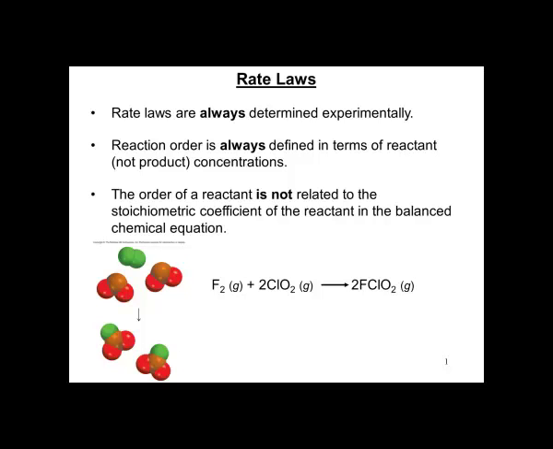Again, fluorine reacting with 2 moles of ClO2 generates 2 moles of FClO2. The rate is equal to k times the concentration of F2 times the concentration of ClO2. Even though there's a 2 in front of the ClO2, it's still first order in ClO2.